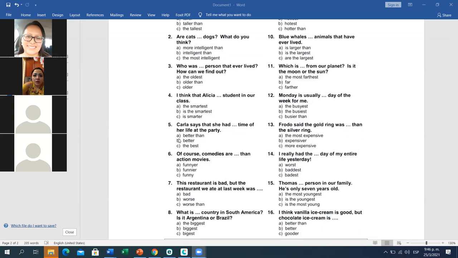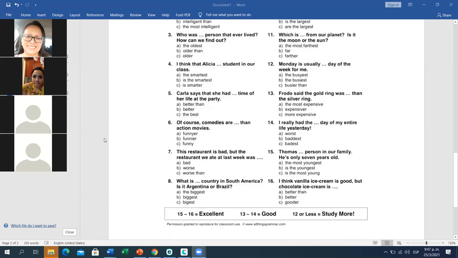Number six. Yeah. Of course, comedians are funnier. That action movie. The first one, letter A or letter B? Letter B. Excellent. No podemos utilizar la Y. Excellent. Very good. Rosa, continue, please.